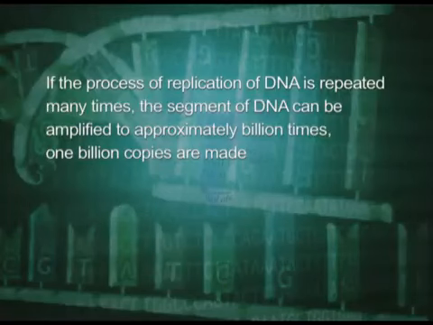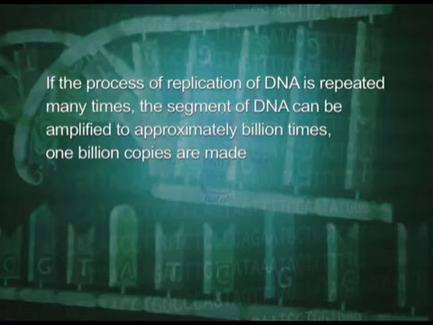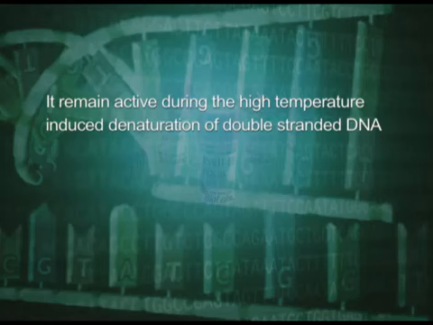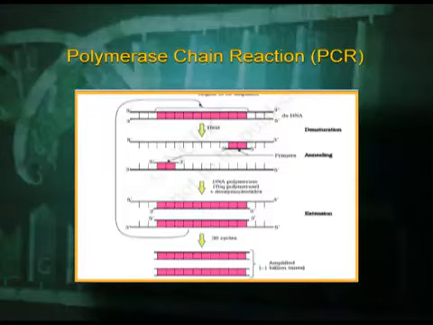If the process of replication of DNA is repeated many times, the segment of DNA can be amplified to approximately billion times, that is 1 billion copies are made. Such repeated amplification is achieved by the use of a thermostable DNA polymerase, which is isolated from a bacterium Thermus aquaticus. It remains active during the high temperature induced denaturation of double-stranded DNA. The amplified fragment, if desired, can now be used to ligate with a vector for further cloning. The steps of the entire process are shown in this diagram.